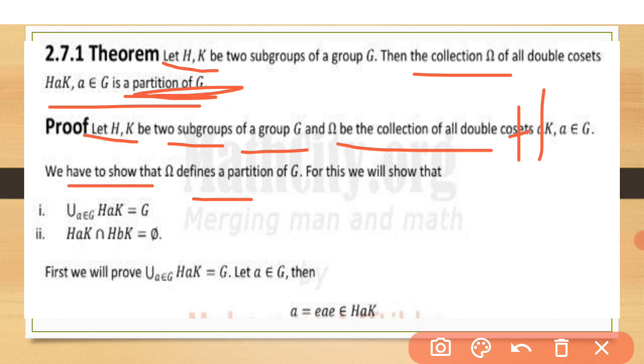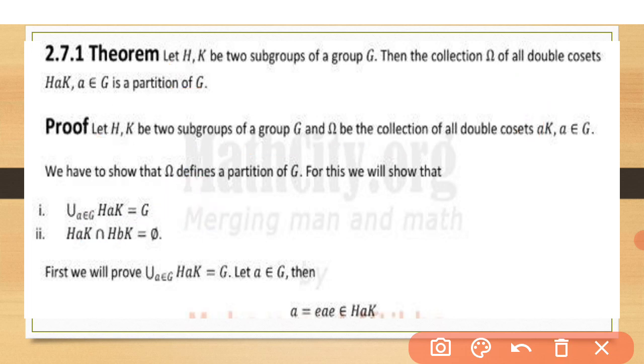Partition of G means this: the union over a belonging to G of all HaK will make complete G, and HaK intersection HbK will be equal to phi, meaning these are distinct cosets. There is no single element that will be in both cosets.